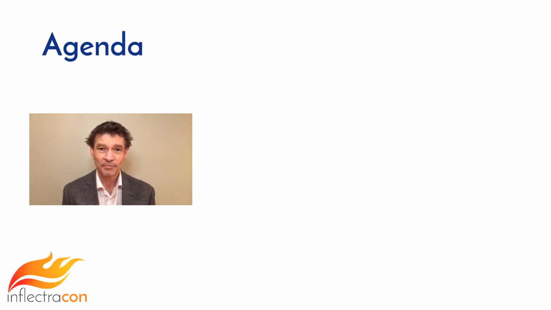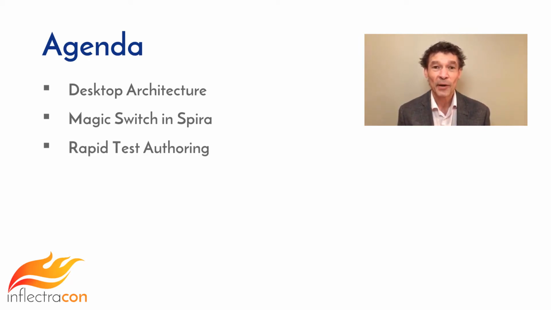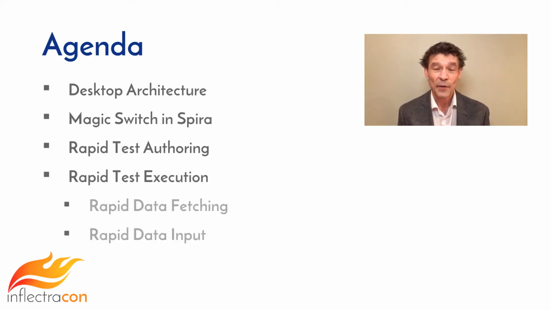Here's our agenda. We're going to look at the different pieces that fit together on the desktop. I'm going to show you where the magic switch is in SpiraTest that makes all this possible. And then I'm going to roll my sleeves up and we're going to do some rapid test authoring, followed by some rapid test execution, including rapid data fetching and rapid data input 3 ways. Did I say rapid? Good. We're going to be busier than a kitten with 2 tails. So, tray tables away, grab a box of tissues because this could make your eyes water.